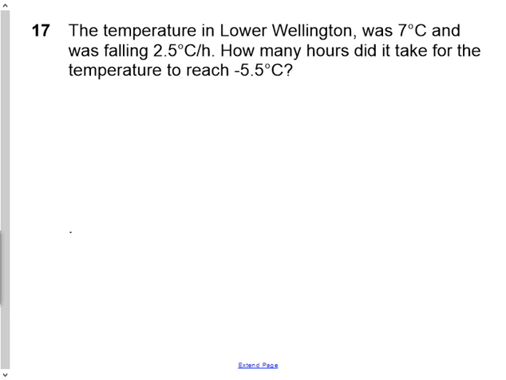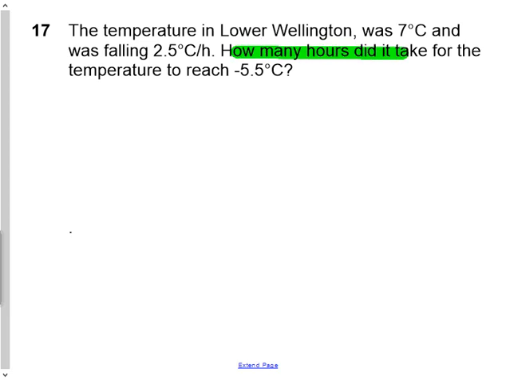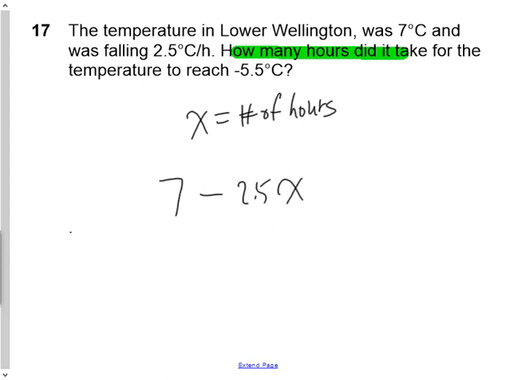The temperature in Lower Wellington was 7 degrees and was falling by 2.5 degrees per hour. How many hours did it take for the temperature to reach negative 5.5? So X is going to be the number of hours. Here we started with 7 degrees, and from that 7-degree temperature, we're going to take away 2.5 degrees per hour.